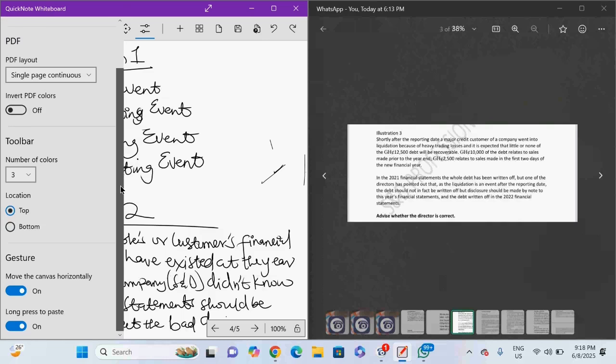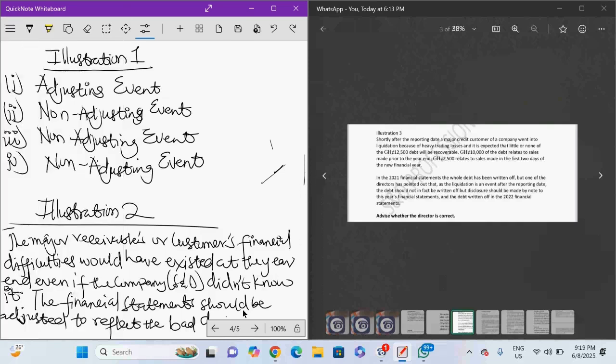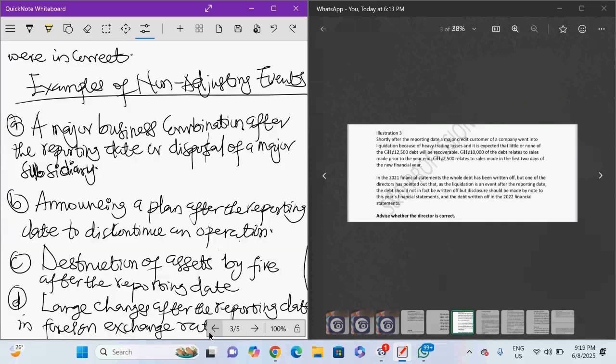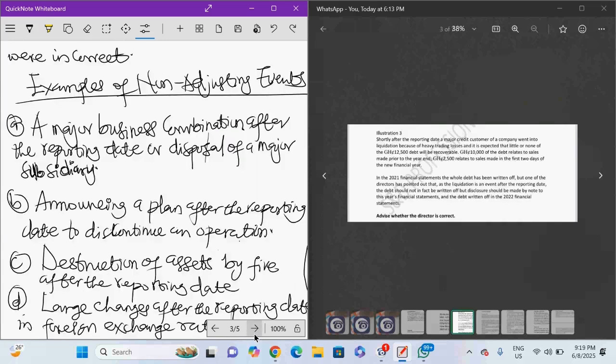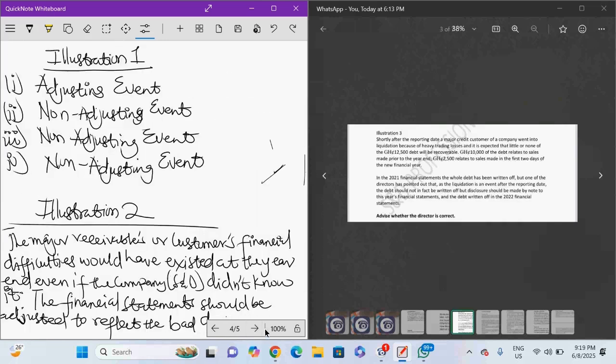In the 2021 financial statement, the whole debt has been written off, but one of the directors has pointed out that as the liquidation is an event after the reporting date, the debt should not in fact be written off but disclosure should be made by note to this financial statement, and the debt written off in the 2022 financial statement. Advise whether the director is correct.